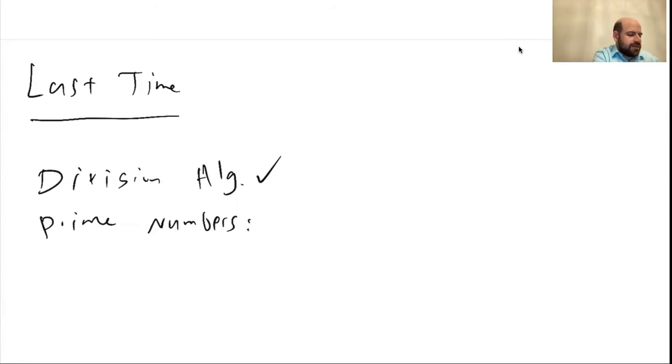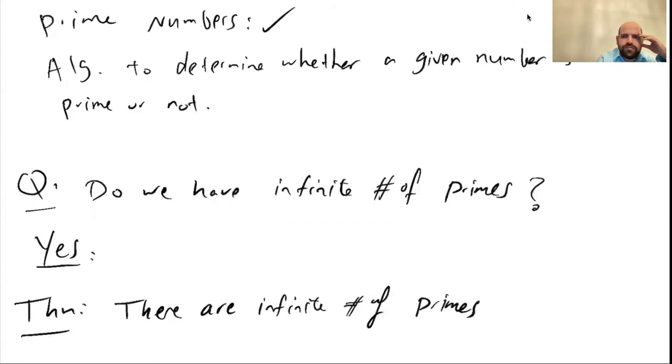Okay, now we want to look at the number of primes. How many primes do we have? So the question: do we have an infinite number of primes? And the answer to this is yes. So, theorem: there are an infinite number of primes.